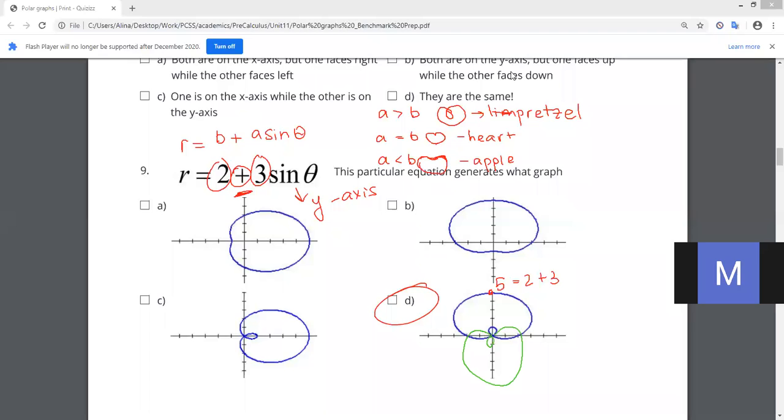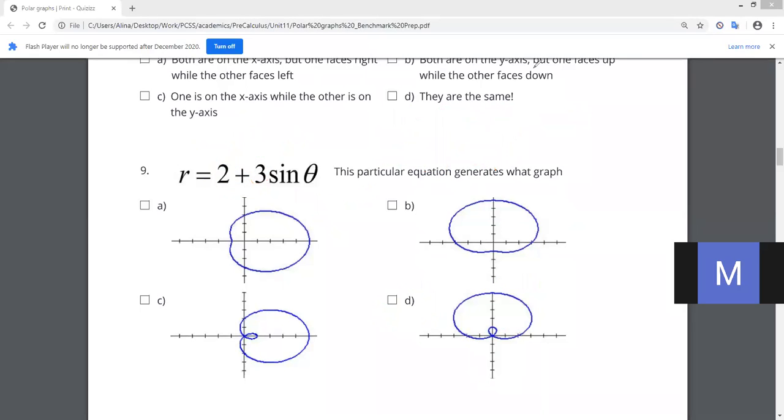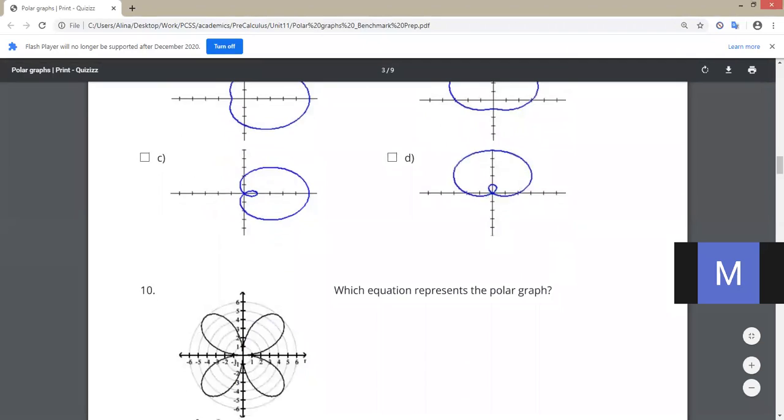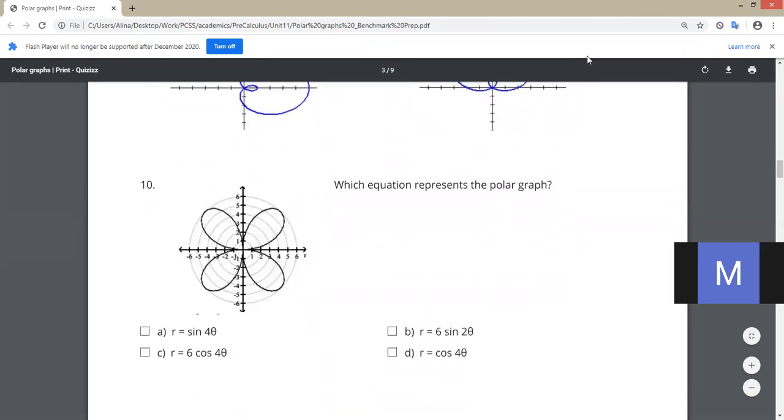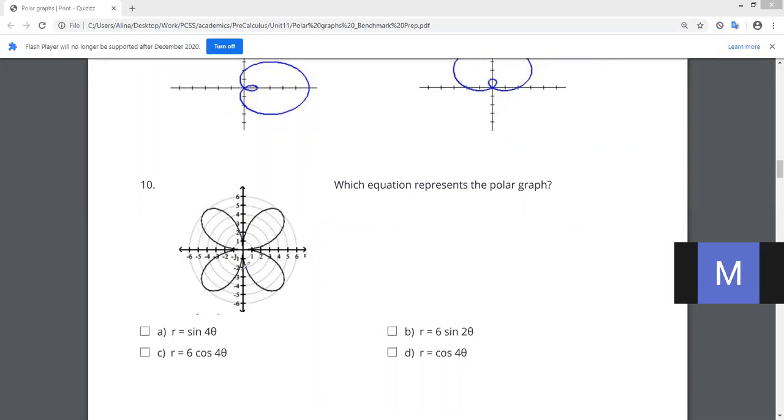All right, I'll take silence as a good sign, and I will move on to question 10. The equation represents a polar graph. It's called a rose curve. I really like this flower. It looks like a clover. What you need to remember is that whenever you see an even number, even theta, the number of petals will be doubled. I see 4 petals. I know this is already doubled if you watched the video from last week, which means for sure it has to be 2 theta.